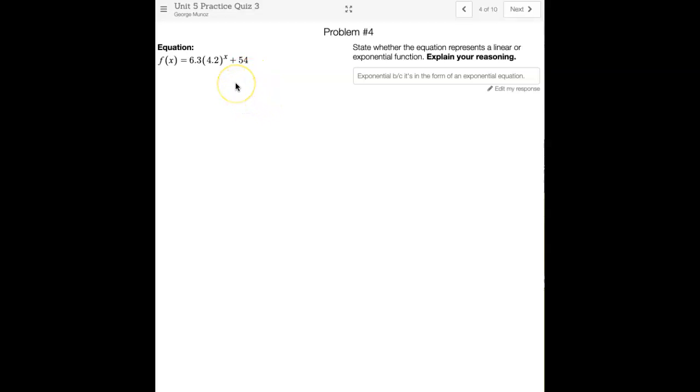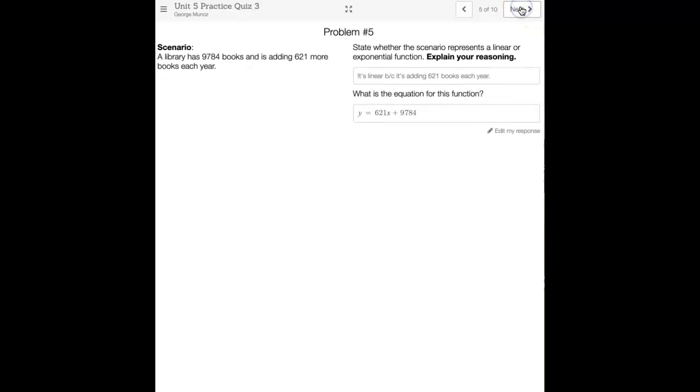Another thing that you could say makes it exponential is because anytime you have an exponent here that's a variable, anytime your exponent's a variable, it's definitely an exponential function. So you can see the answer is exponential because it's in the form of an exponential equation. Slide number 5. Library has 9,784 books, and it's adding 621 more books each year. Adding a constant amount makes it linear.